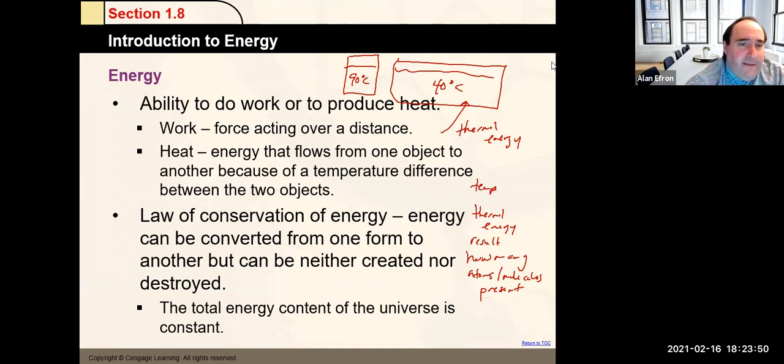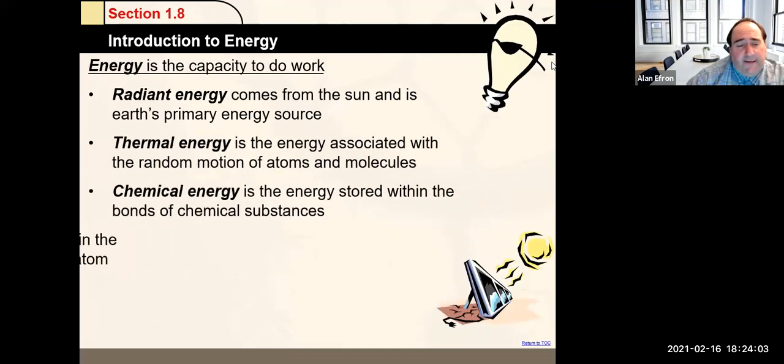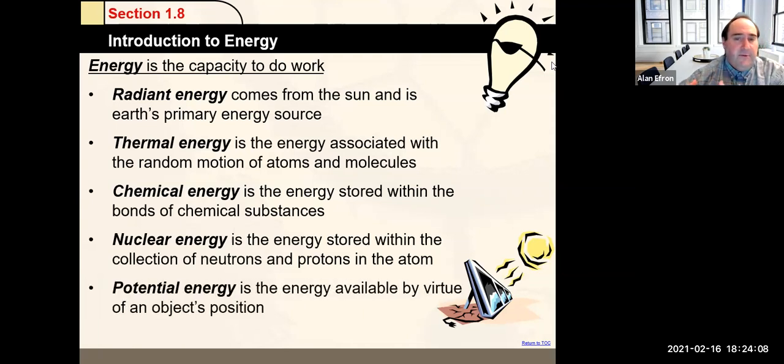So sometimes people think that both of those things are the same thing, but there really is a difference between thermal energy and the meaning of temperature. One is associated with the motion of those molecules. Here are some of the types of energy we talk about: radiant energy, coming from the sun. Thermal energy, as I just mentioned, is associated with the random motion of atoms and molecules that are present.